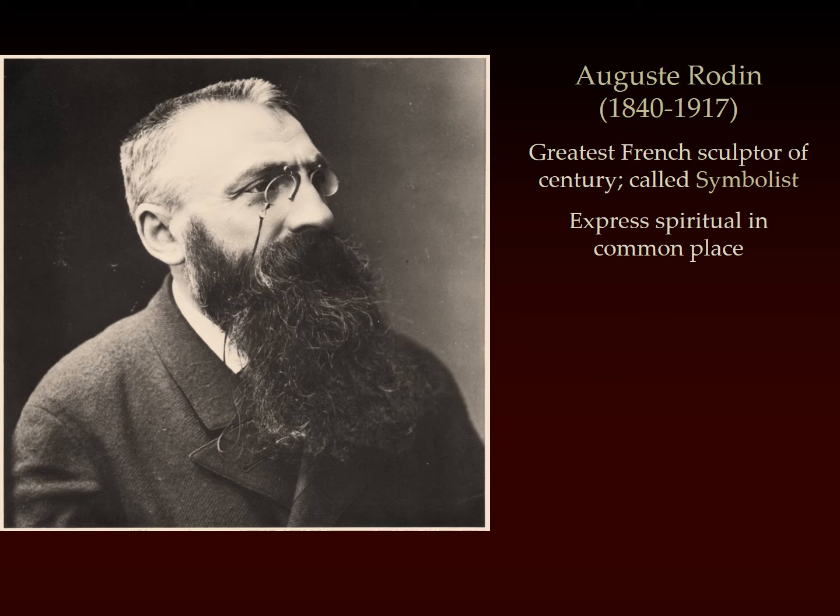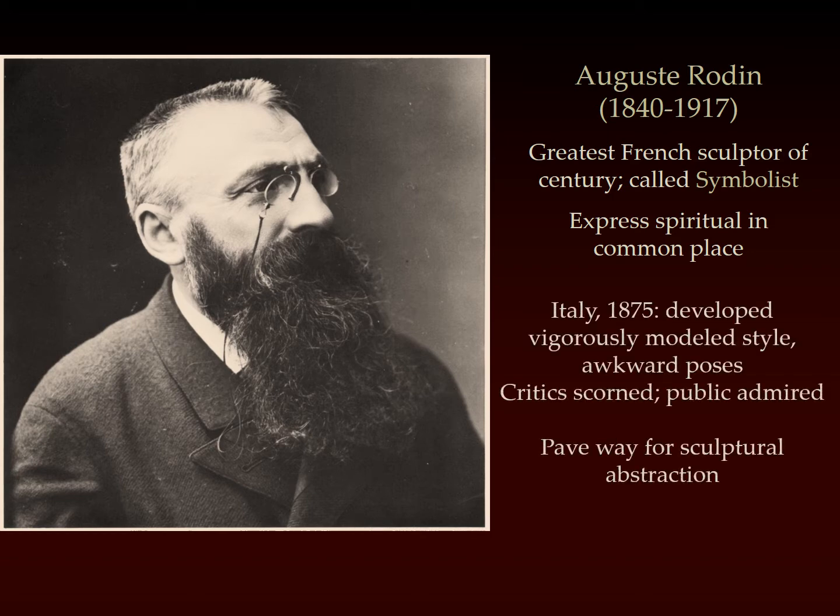The same can be said of the greatest sculptor of the late 19th and early 20th century, and that's going to be Auguste Rodin. Rodin is called the symbolist, and he will express the spiritual in a very commonplace and accessible way, which is why critics will scorn him, greatly dislike him, and write horrible reviews about him, but the public greatly admires his work. After traveling to Italy in 1875, he's going to develop this vigorously modeled style and these contorted poses, which pave the way for sculptural abstraction, but excellently will show us the internal torment and angst of these figures.